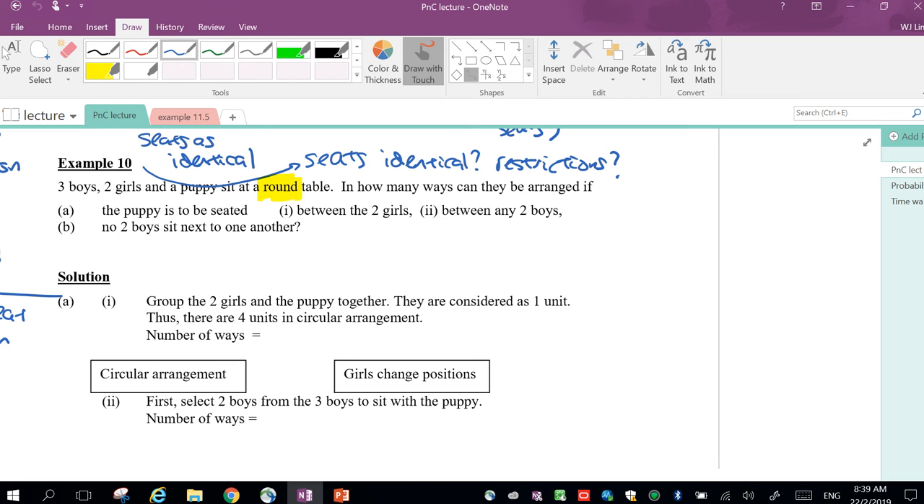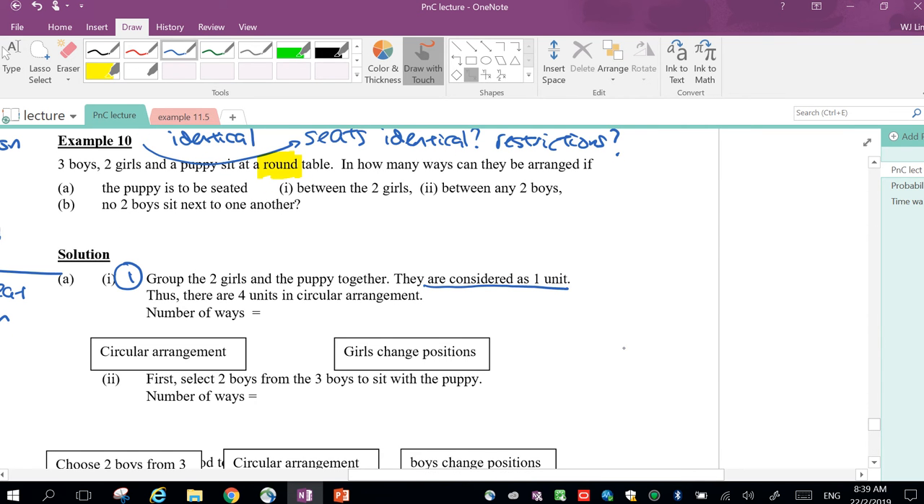So what must I do? The first step, I need to group. See the solution. I group the two girls and the puppy together. They'll be considered as one unit. Okay? So I'm going to draw it out. On your notes also draw. Draw the table. G1 as girl 1, P as puppy, G2 as girl 2.